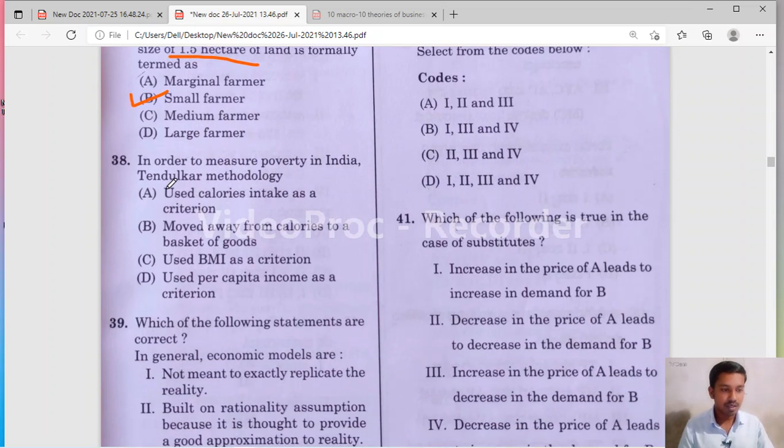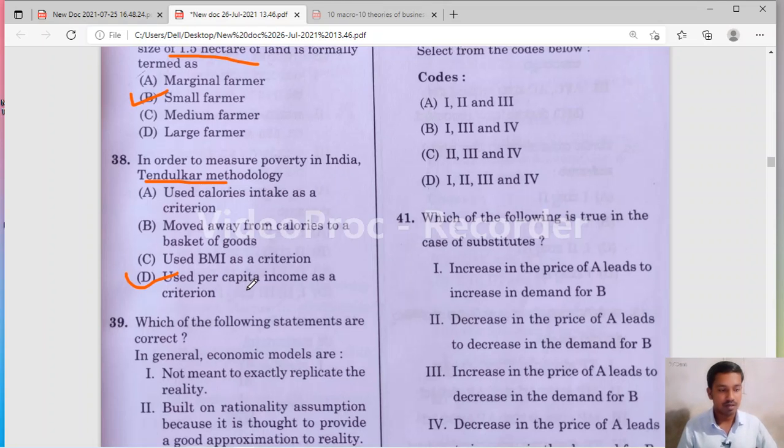Question number 38. In order to measure poverty in India, the Tendulkar methodology: Option A, used calorie intake as criterion. Option B, moved away from calories to a basket of goods. Option C, used BMI as a criterion. Option D, used per capita income as a criterion. The right answer is option D, used per capita income as a criterion.